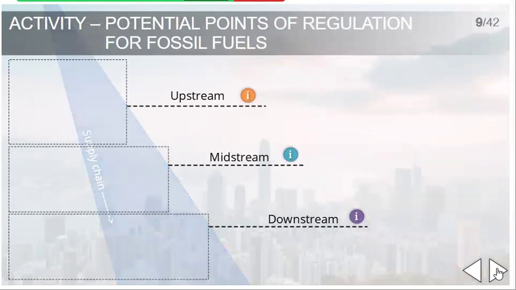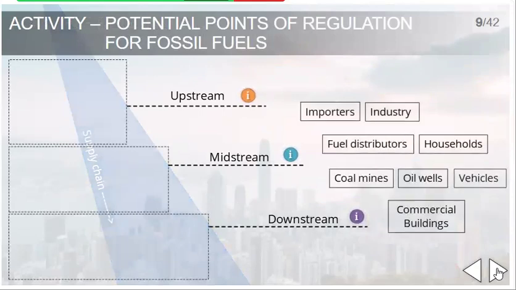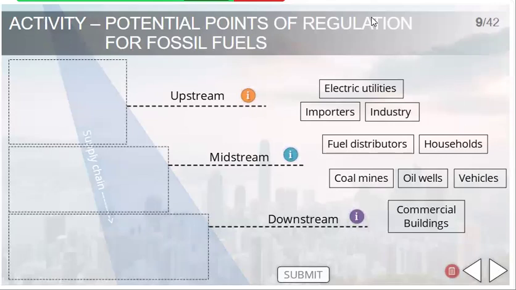Let's examine the case of fossil fuels. Here, several examples of actors in the fossil fuel supply chain are highlighted. In which of the 3 categories do they fall? Drag and drop.